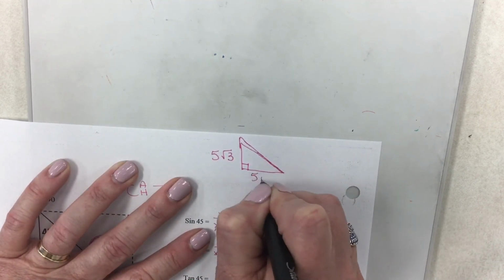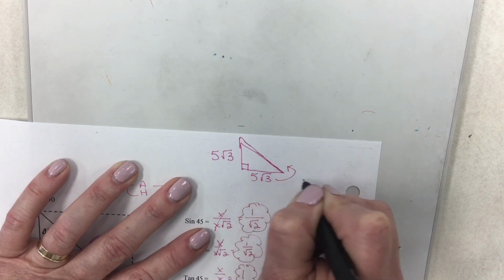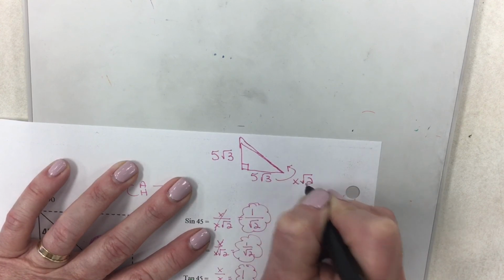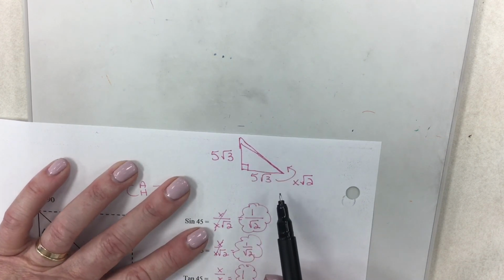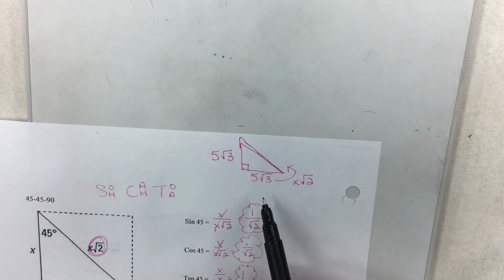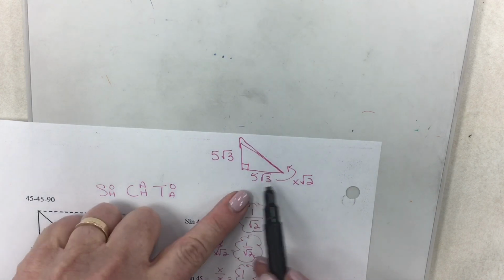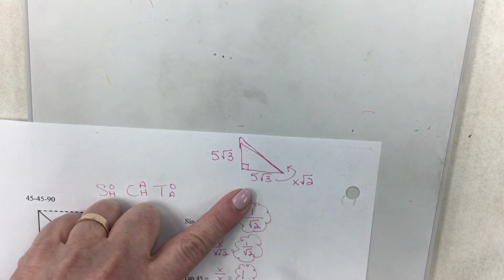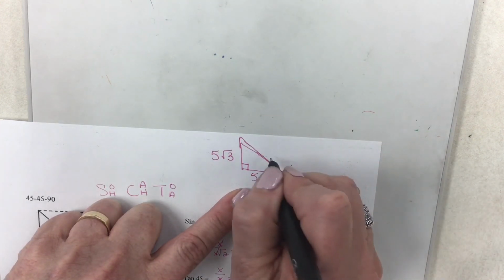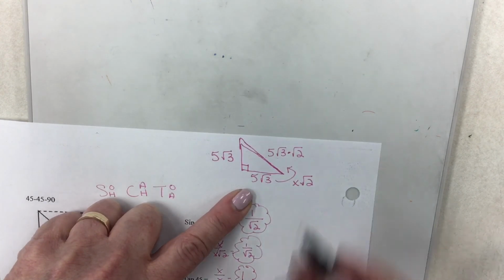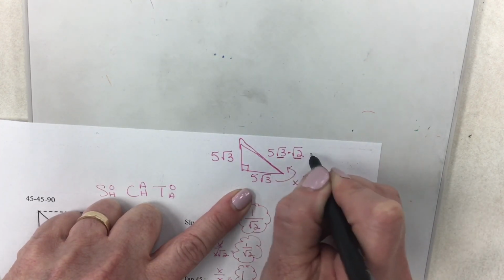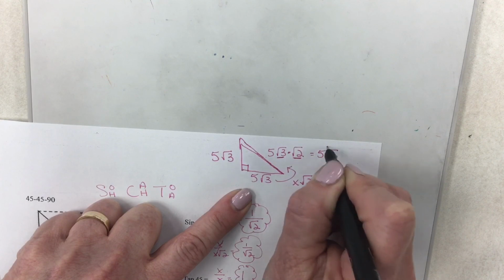5 root 3. And I know given a side to get the hypotenuse, you multiply. Because always remember, your hypotenuse is your longest side. So if I want to increase my length, multiplication makes sense. So I get 5 root 3 times root 2. Those are the only two that can multiply. So I end up with 5 root 6.